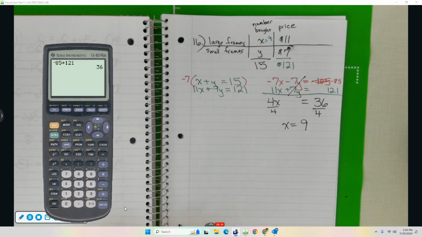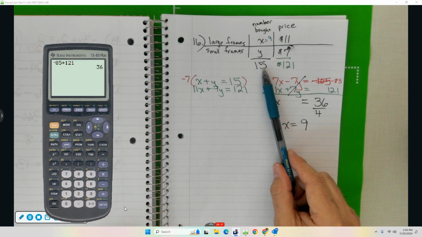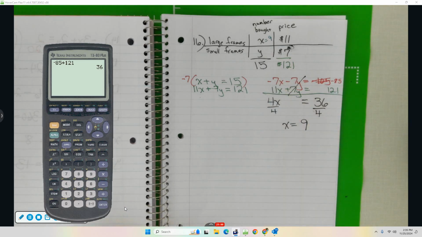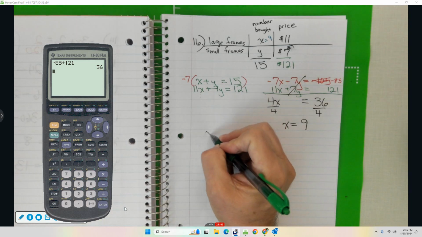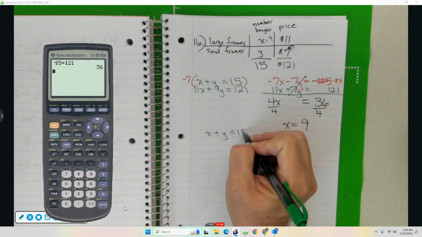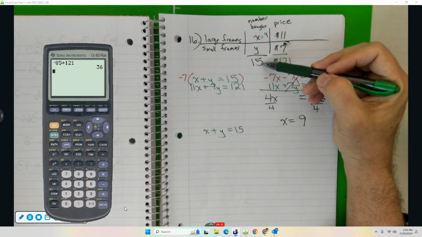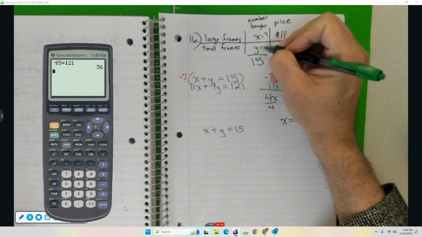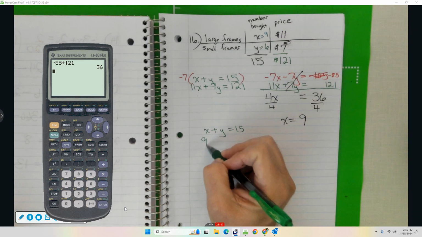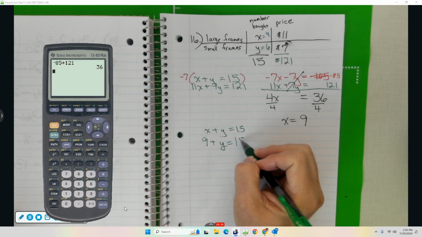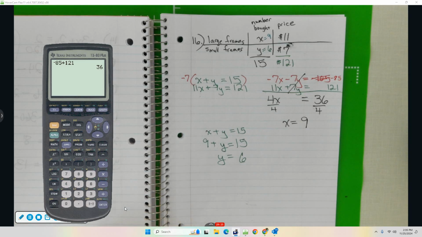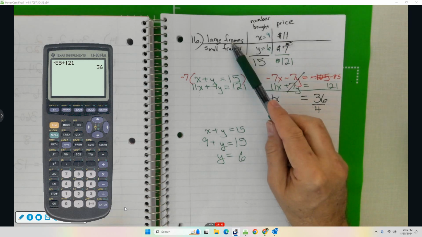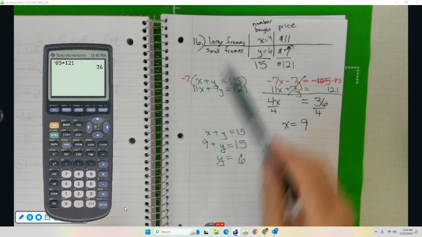What's y have to be? She bought a total of 15 frames. So what does y have to be? You can go back to that original first equation, x plus y equals 15. You can't just say, well, that's 9, you need 15, so this has to be 6. Plug in the 9. 9 plus y equals 15. Subtract 9. 15 minus 9. Sure enough, that gives me 6 small frames. So she bought 9 large frames and 6 small frames.